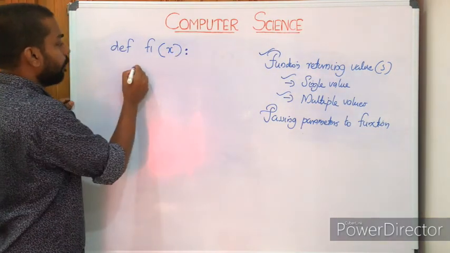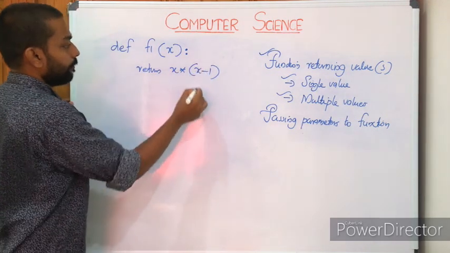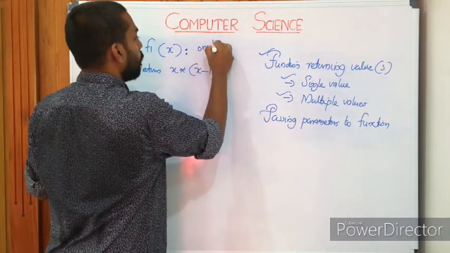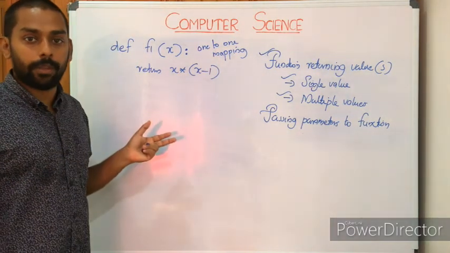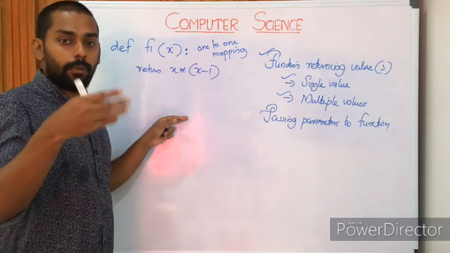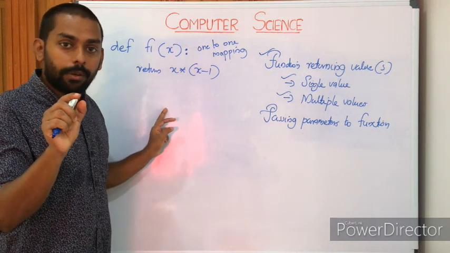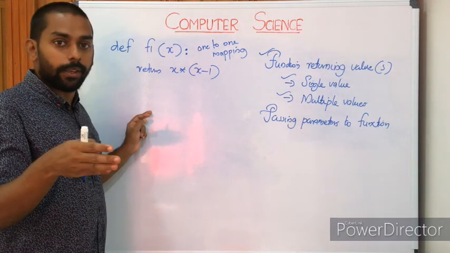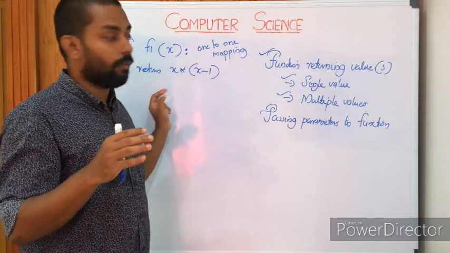Colon, then return x into x minus 1. This is called one-to-one mapping. It's simple. It takes only one parameter. At the time of calling the function also, we will pass only one parameter. One-to-one mapping means one actual argument is passed to one formal parameter. Or in other words, a function that has only one argument or parameter is called one-to-one mapping.